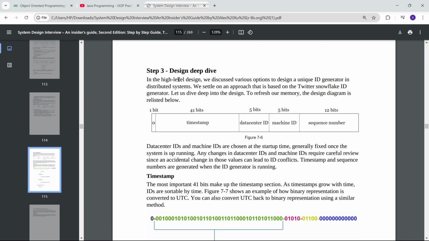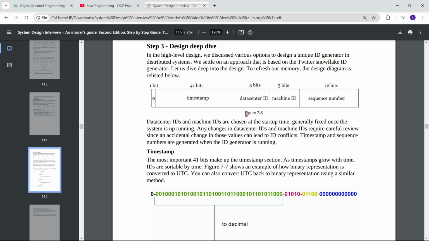Let's do a design deep dive. In the high-level design, we discovered various options to design a unique ID generator in distributed systems. We settle on an approach that is based on Twitter's Snowflake ID generator. Let us dive deep into the design. To refresh our memory, the design diagram is listed below.